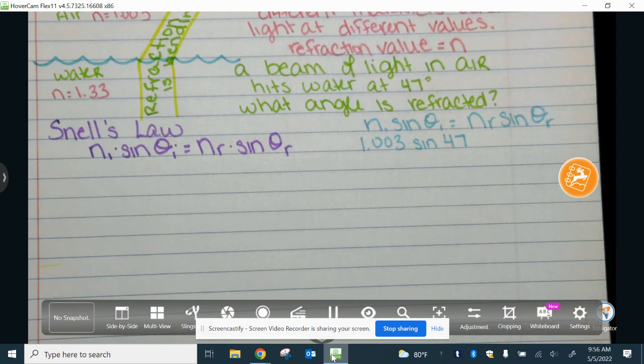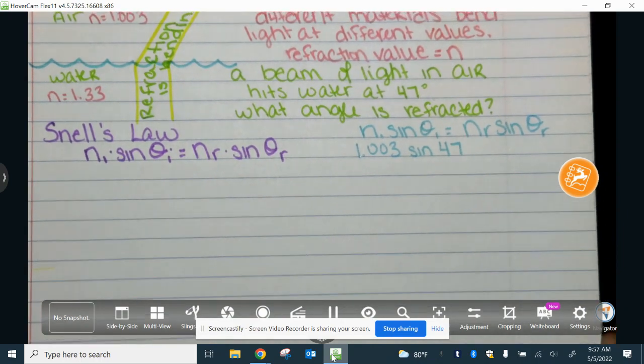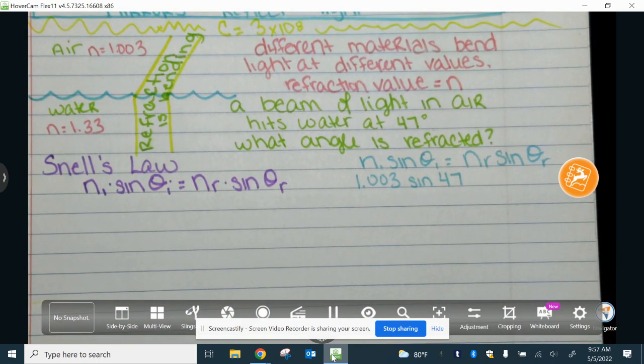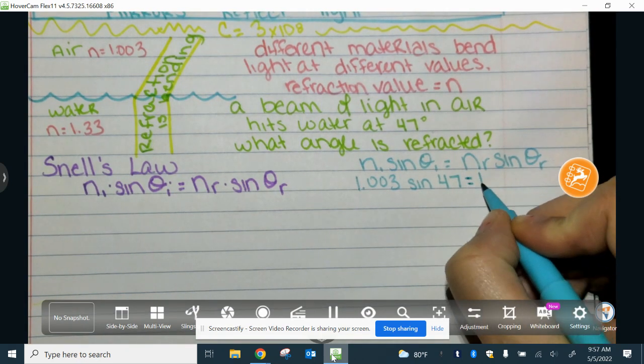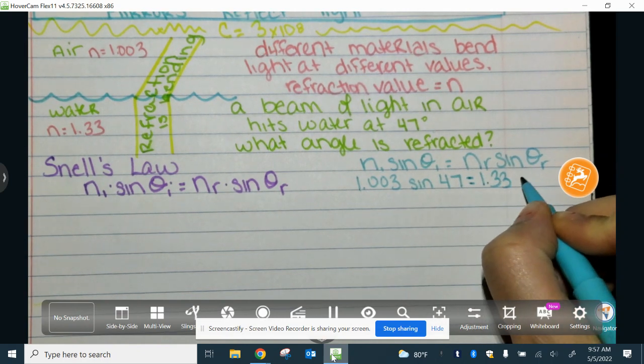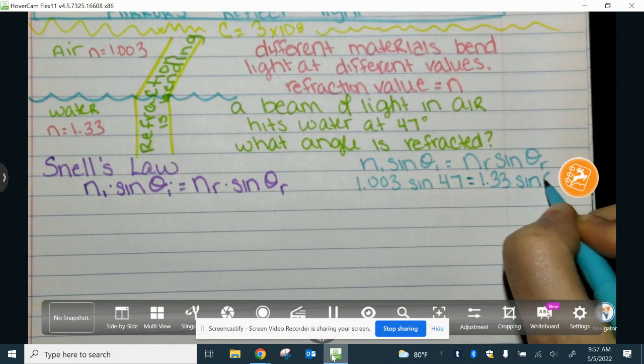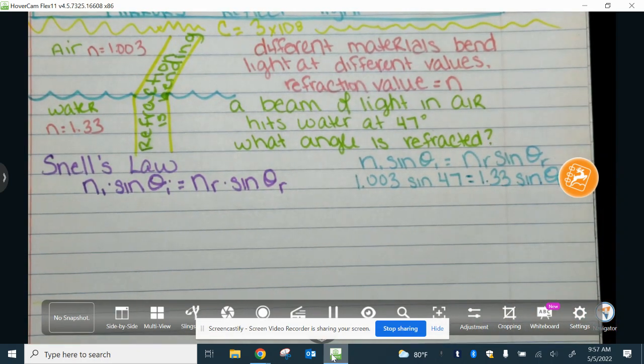That is going to equal 1.33 sine of my unknown refracted angle.